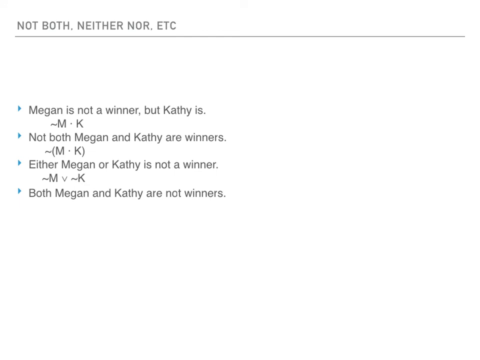So if you say that both Megan and Kathy are not winners, then the way that we would translate that is saying it's not the case that Kathy is a winner, and it's also not the case that Megan is a winner. They are both not winners. That's the way the both not version works. So if you wanted to have the tilde in front of a parentheses with a wedge inside, then that's not either. So not either Megan or Kathy is a winner gets translated as tilde parentheses M wedge K.